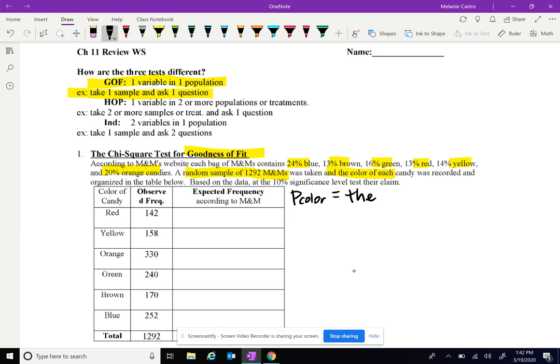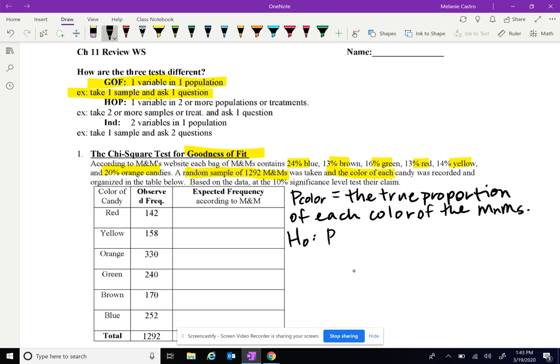is what they say. So P sub color is the true proportion of each color. Okay. I guess I might want to say of each M&M. Okay. Your H0 is that the P sub each one, so P sub blue is 24%, P sub brown is 13.